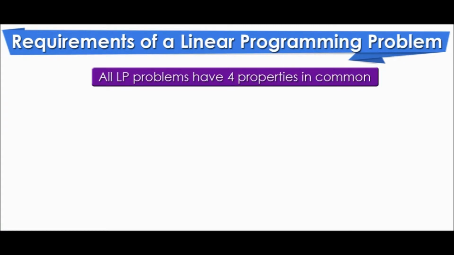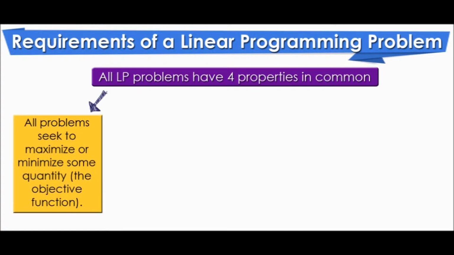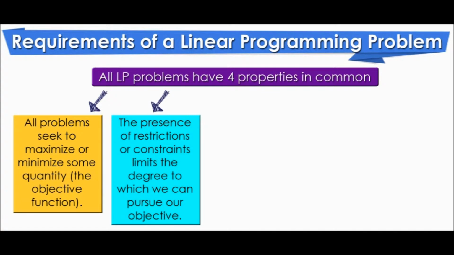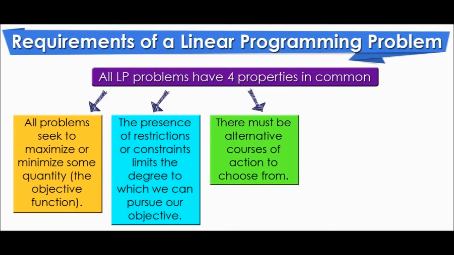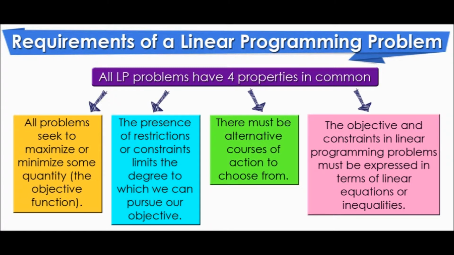Requirements of a linear programming problem. All LP problems have four properties in common. First, all problems seek to maximize or minimize some quantity, which means the objective function. Second, the presence of restrictions or constraints limits the degree to which we can pursue our objective. Third, there must be alternative courses of action to choose from. Fourth, the objective and constraints in linear programming problems must be expressed in terms of linear equations or inequalities.